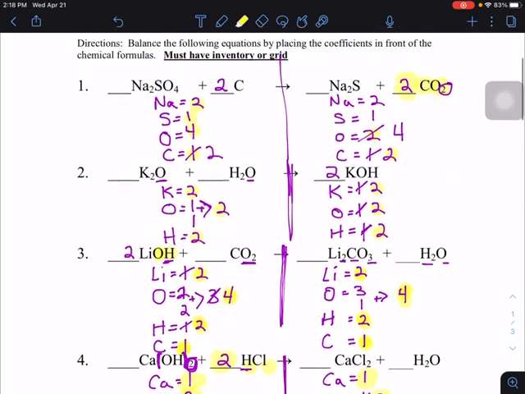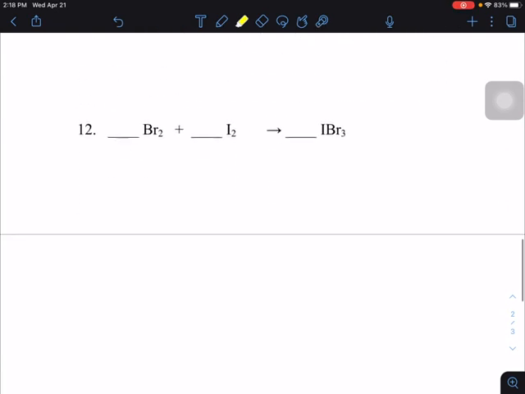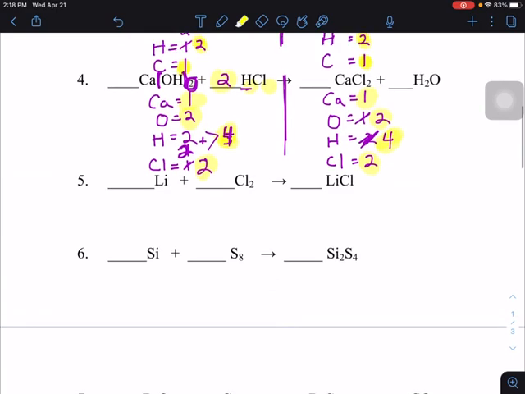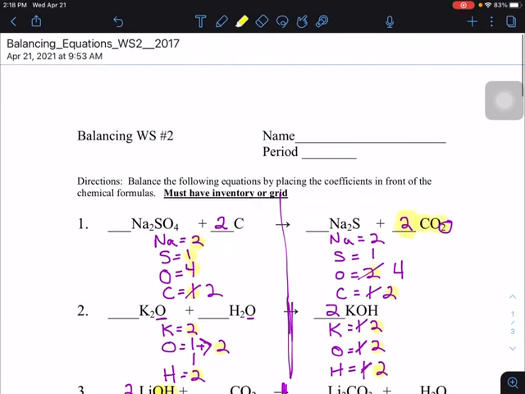We've got 4 examples here. It looks like a few more through number 12, numbers 5 through 12 for you to do. And if you have questions, contact your chemistry teacher, write emails, and good luck on this.